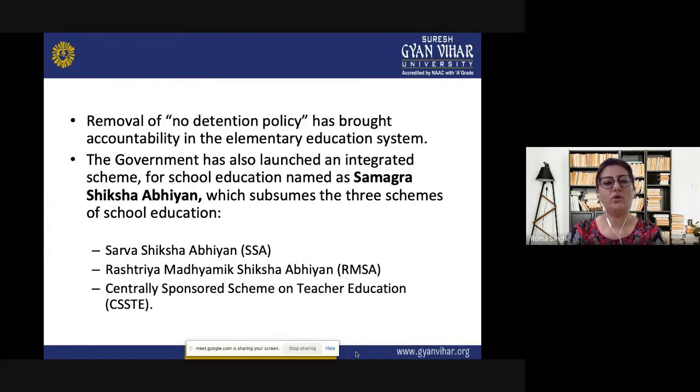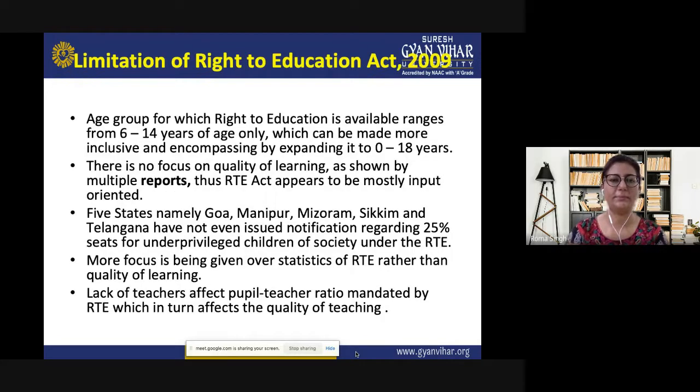The government has also launched an integrated scheme for school education named Samagra Siksha Abhiyan, which subsumes three schemes of school education: Sarva Siksha Abhiyan, that is the SSA, Rashtriya Madhyamik Siksha Abhiyan, RMSA, and the Centrally Sponsored Scheme on Teacher Education, CSSTE. So all these schemes have been introduced so that quality education can be brought about in our education system.